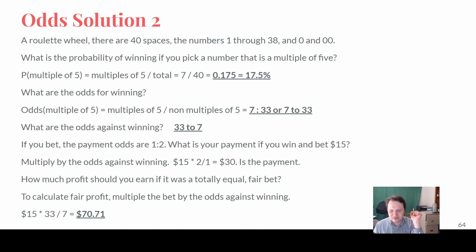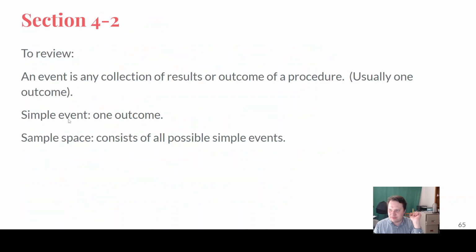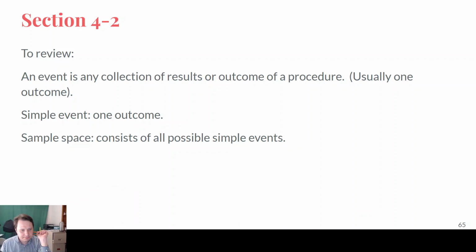So hopefully you can see the start of how some of this probability is useful. Let's go ahead and dive into section 4.2. So that first section is just on the fundamentals of probability. In section 4.2, we are going to do some more examples. So to review, an event is any collection of results or outcomes of a procedure. In fact, I'm going to stop the video here and have 4.2 start on a new section. I'll see you in the next video.